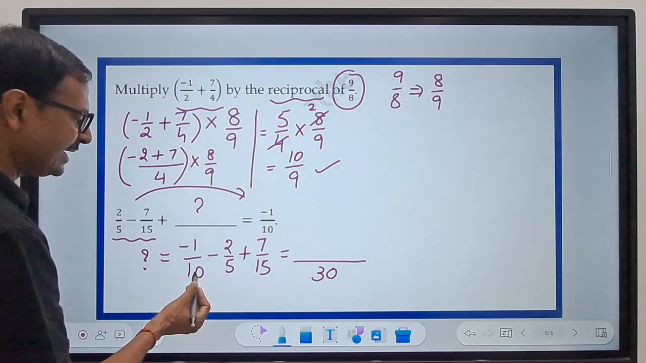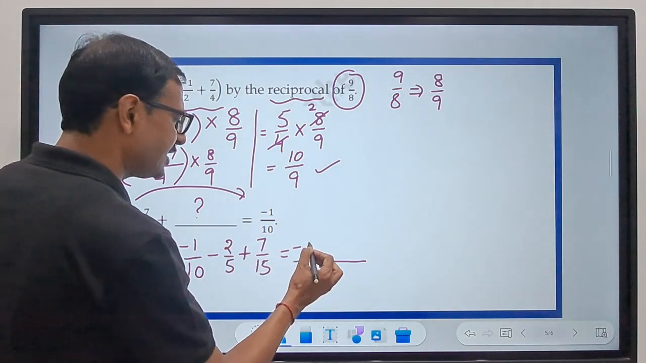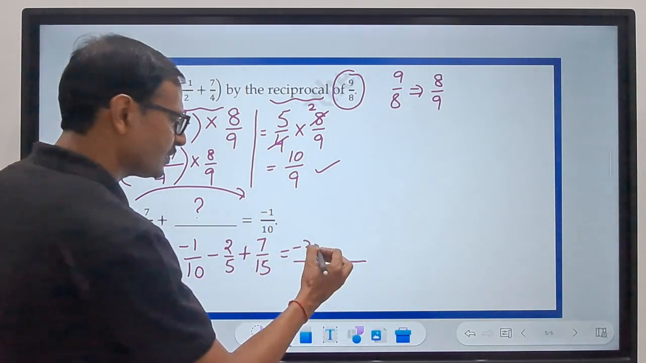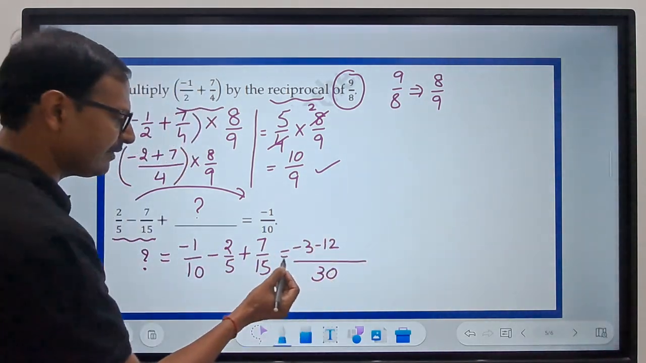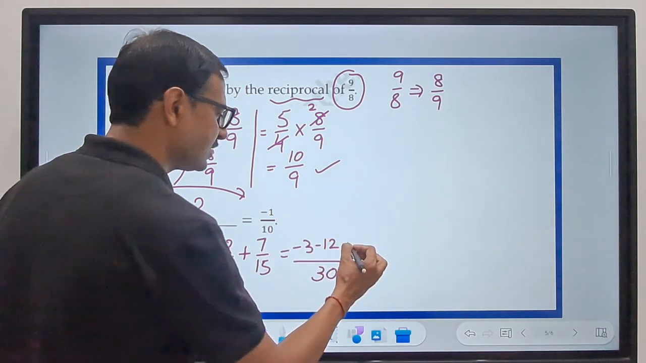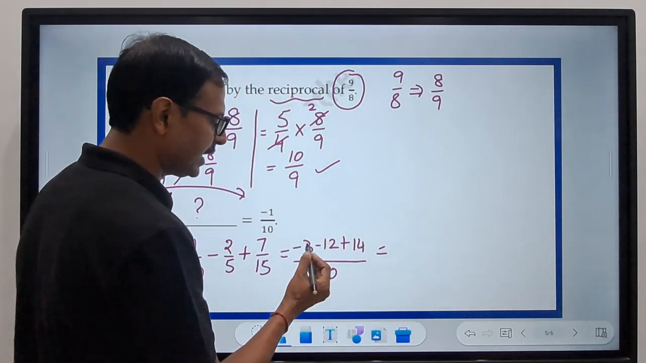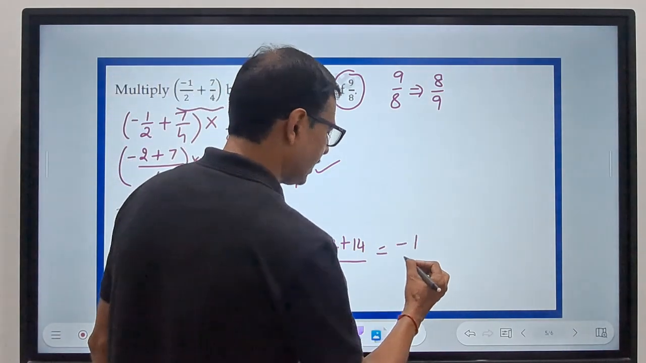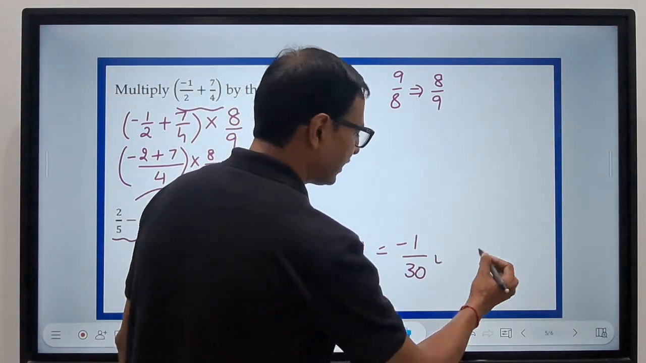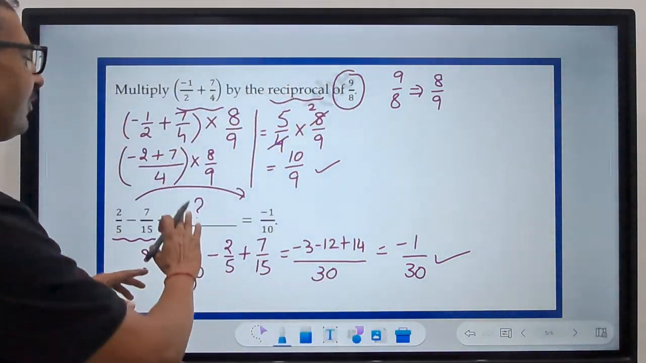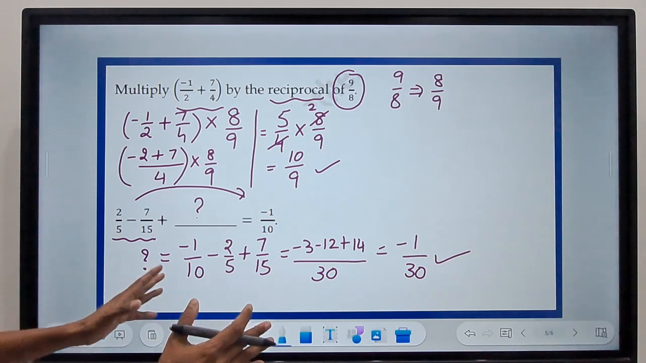Now 30 divided by 10 is 3. So when you multiply this by 3 you get minus 3. 30 divided by 5 is 6. So minus 12. And 30 divided by 15 is 2. So plus 14. And here you have your answer. This is 14 minus 15, minus 1 upon 30. That forms the final answer for this particular question of finding the unknown term.